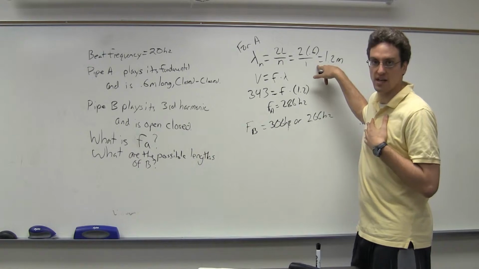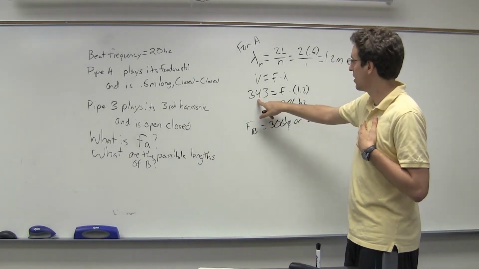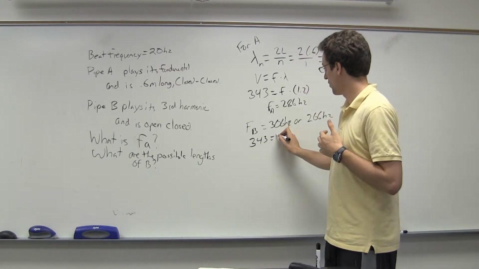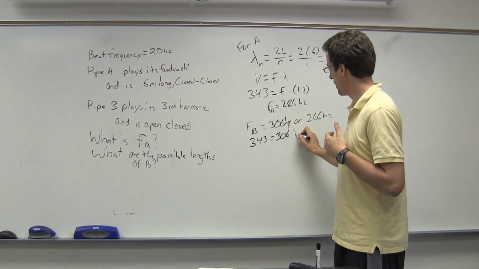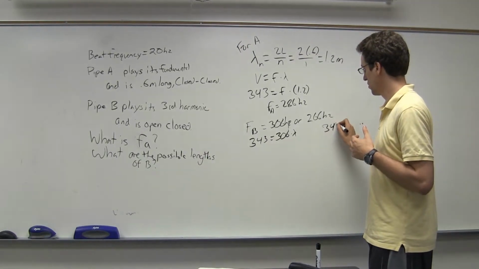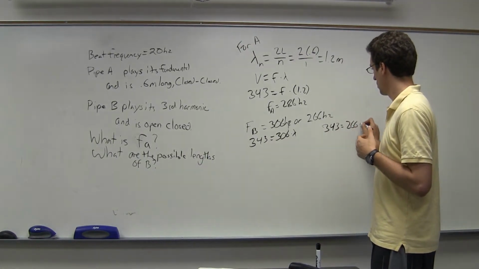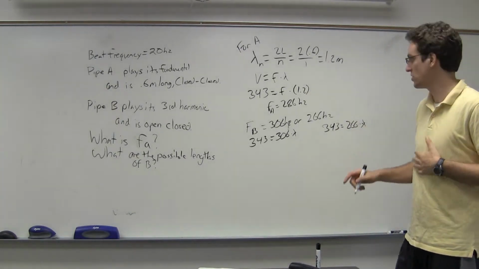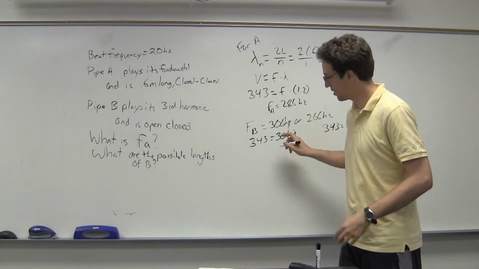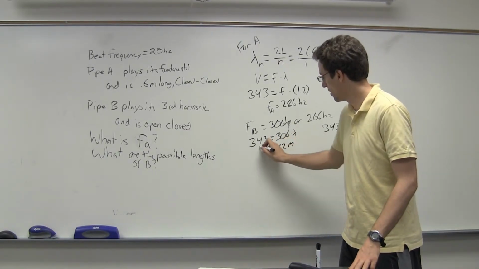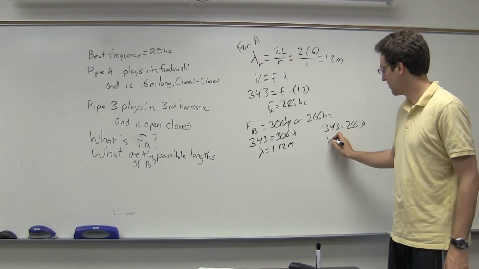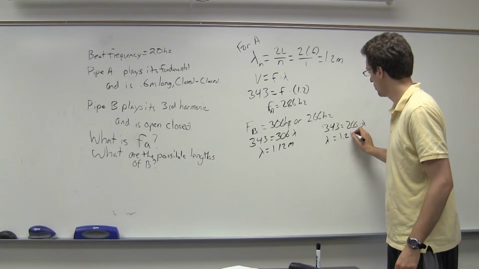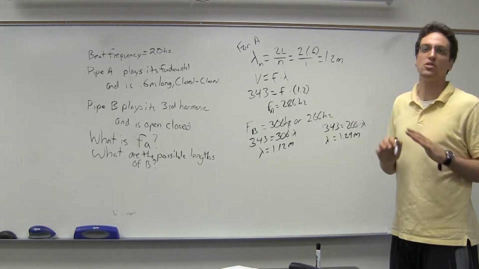I'm doing just the reverse of what I did here. I've got my frequency, so I'm going to use velocity equals frequency times wavelength for each of those to find my wavelengths. If I solve this, I get a wavelength of 1.12 meters. Here, I've got lambda equals 1.29 meters. So now I've got my two lambdas.